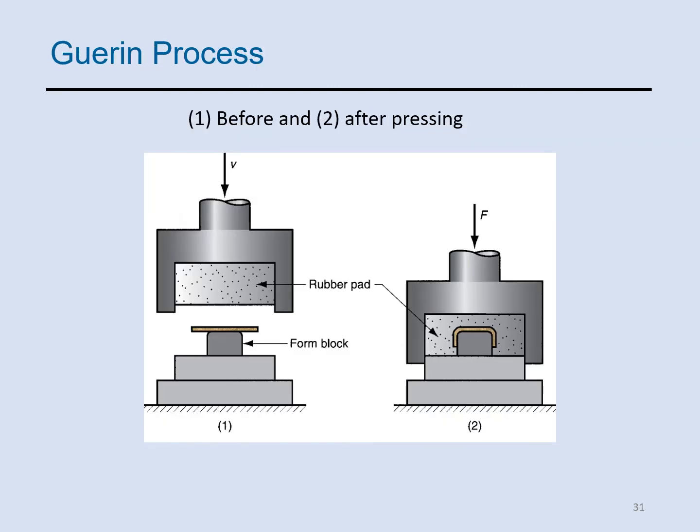The next process is called the Guerin process, where we have a thick rubber pad right here inside the steel container. This thick rubber pad is used to form sheet metal over a positive form block, which is this one. As the ram descends, the rubber gradually surrounds the sheet and applies pressure to deform it, as you see in this picture, to the shape of the form block.